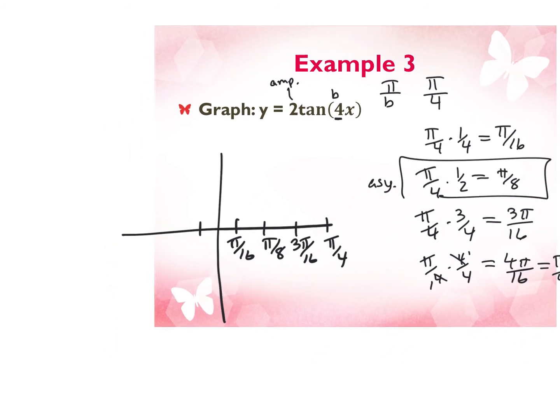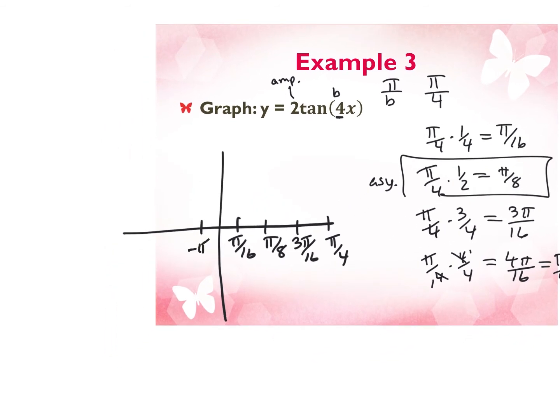Again, the other side is like a reflection. So negative pi over 16, negative pi over 8, negative 3 pi over 16, and then lastly negative pi over 4. We have an amplitude, so I'll say a 2, and then here a negative 2. And again, let me box it in.